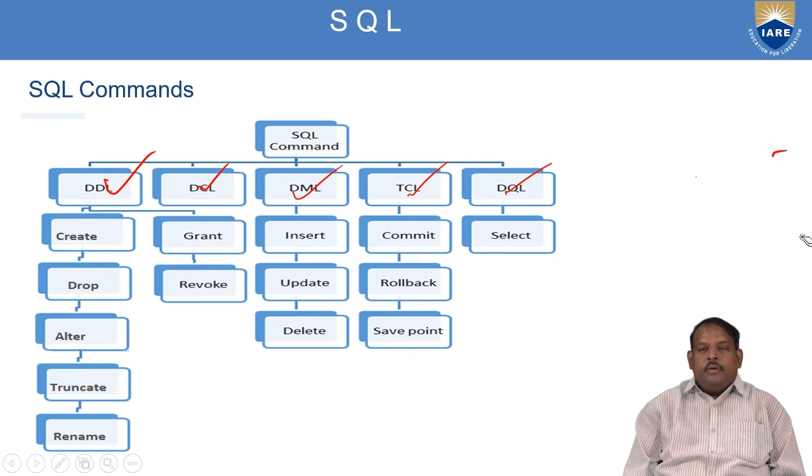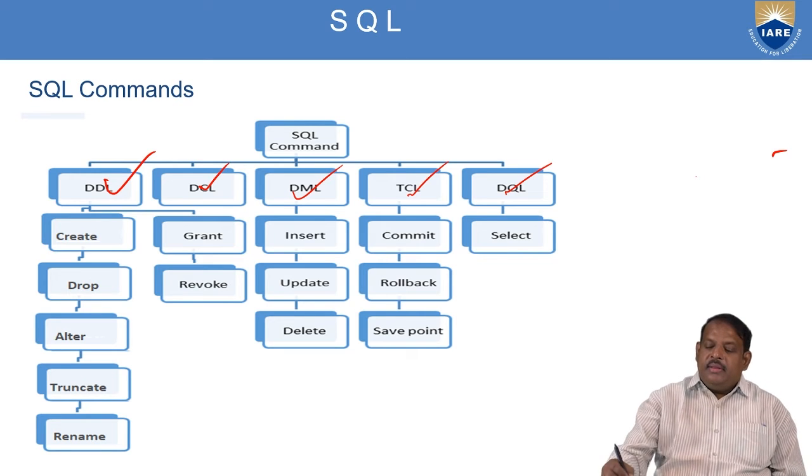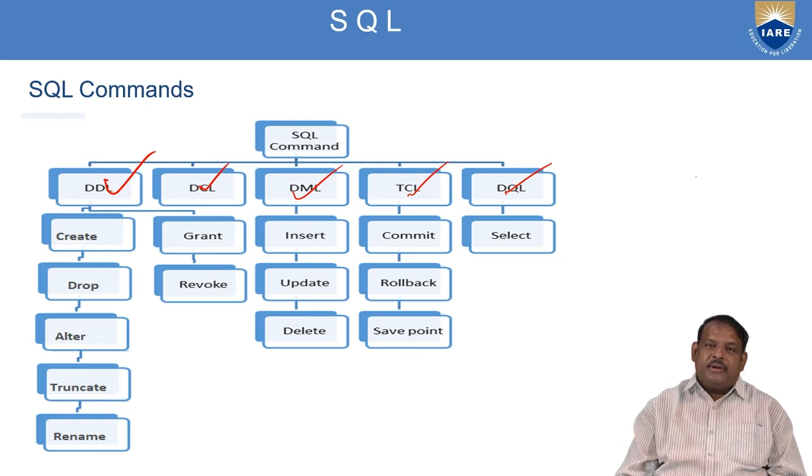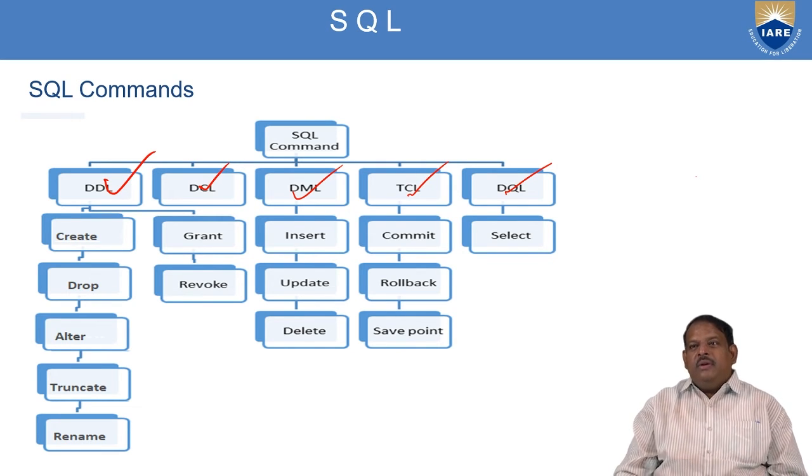Next, we'll go to the second. In the diagram it is the third, but actually we will see DML. DML is data manipulation language. In data manipulation language, we'll be dealing with the data. In the first case, we dealt with the structure of the object, where we create a table. After creating the table, we have to insert data into the database table. For that, we use the DML commands.